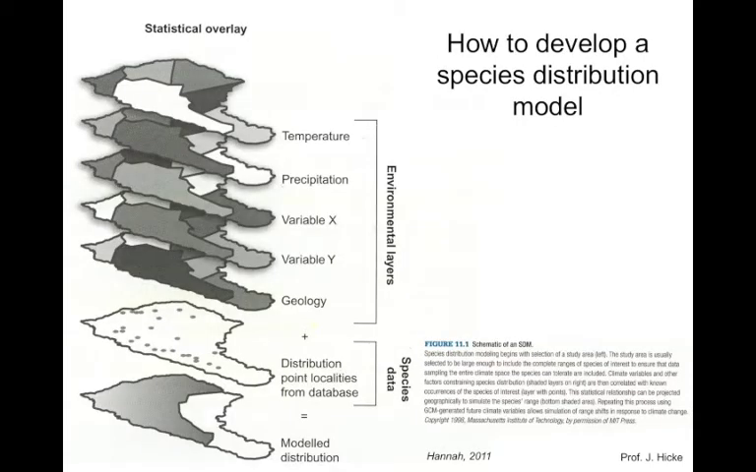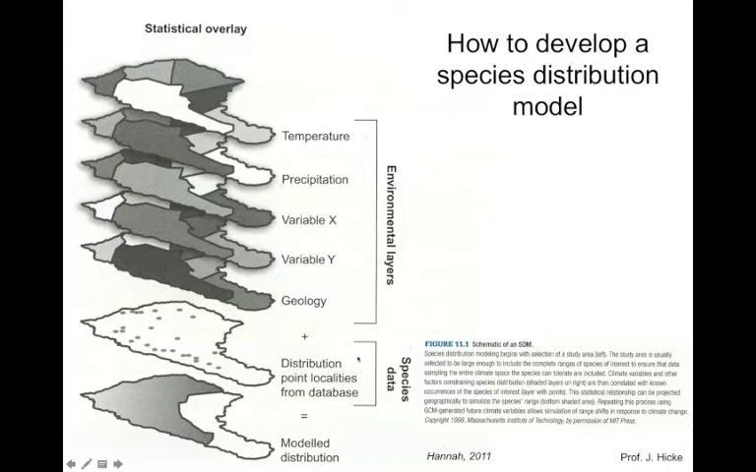Okay, so how does one develop a species distribution model? You can see that illustrated here. The top set of variables are maps of potential explanatory variables. Here they call them environmental layers. These are the input variables, explanatory, predictor variables, however you want to think about it. You can see maps of temperature, of precipitation, some other variables, geology. Variable X might be topography, slope, variable Y might be aspect, things like that. These are potential predictor variables.